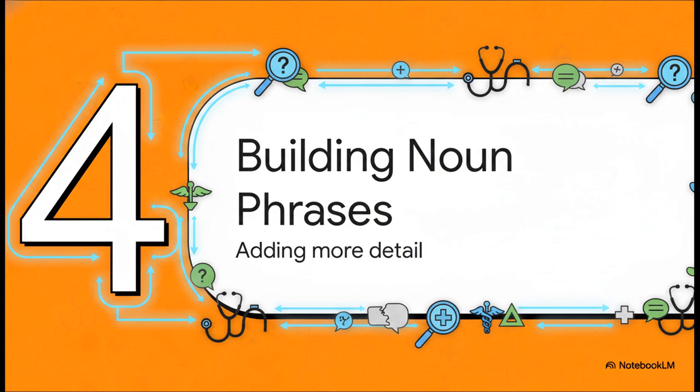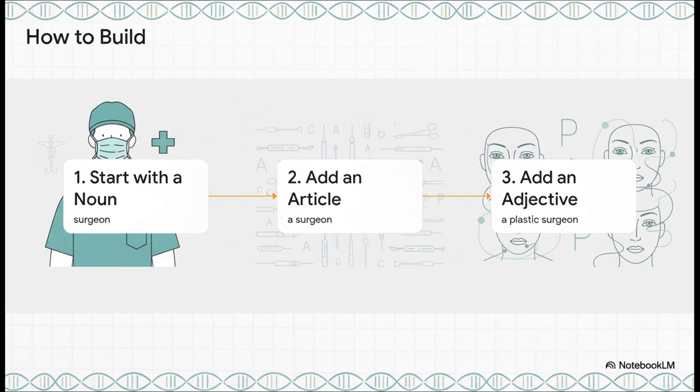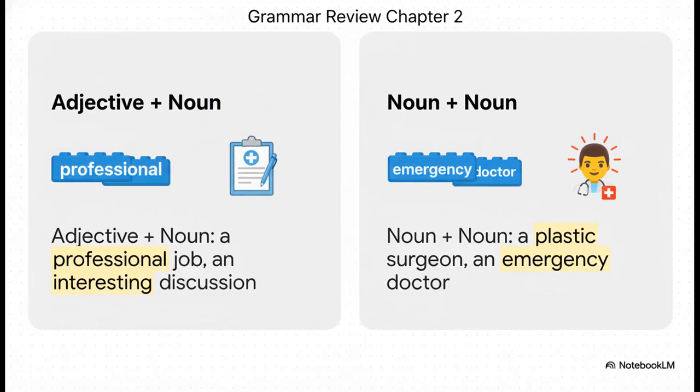Now let's learn how to put more detail into our sentences by building what we call noun phrases. This is where we combine a few words to describe a noun a little better. And this slide shows just how easy it is. You start with your noun, like surgeon, then you add an article in front of it like a surgeon, and finally, you can pop in a describing word to give more detail, a plastic surgeon. See? It's that simple. There are actually 2 main ways you can do this.